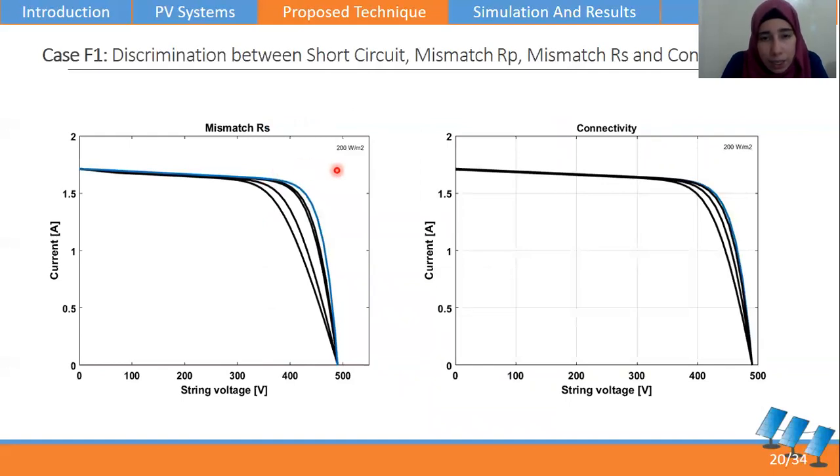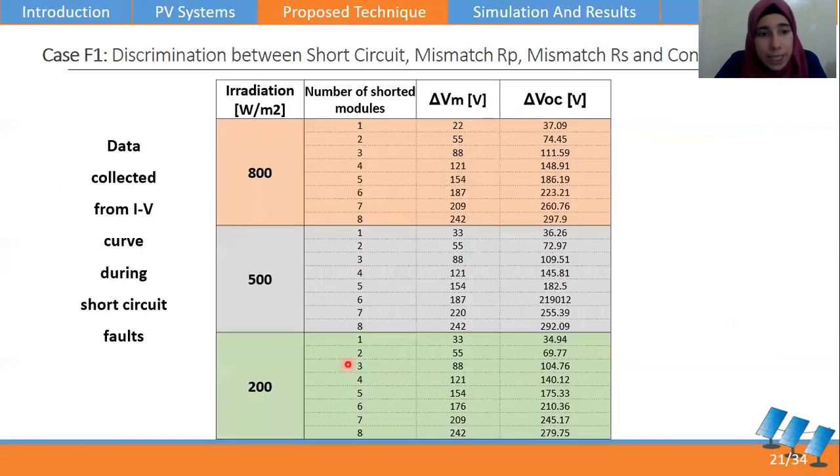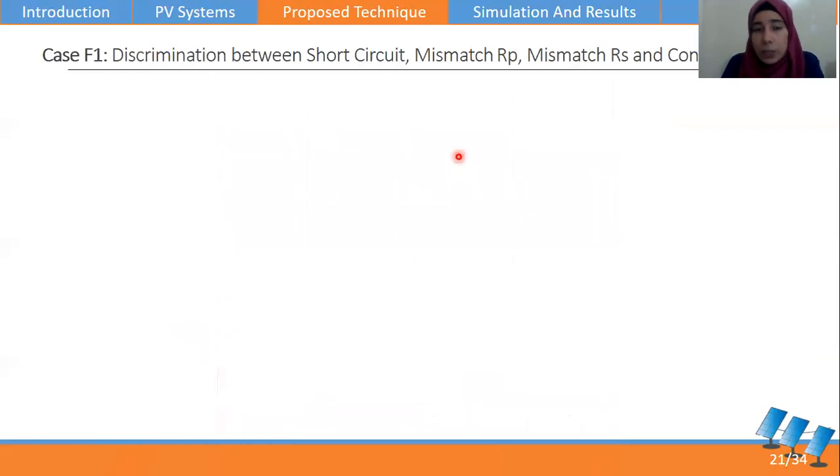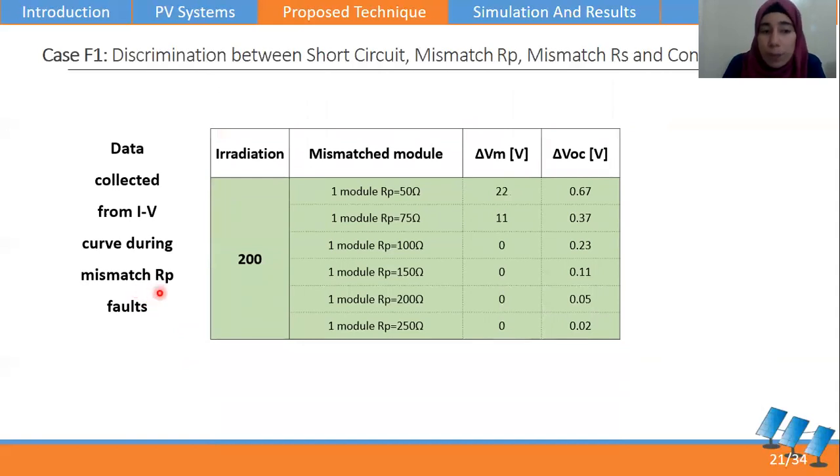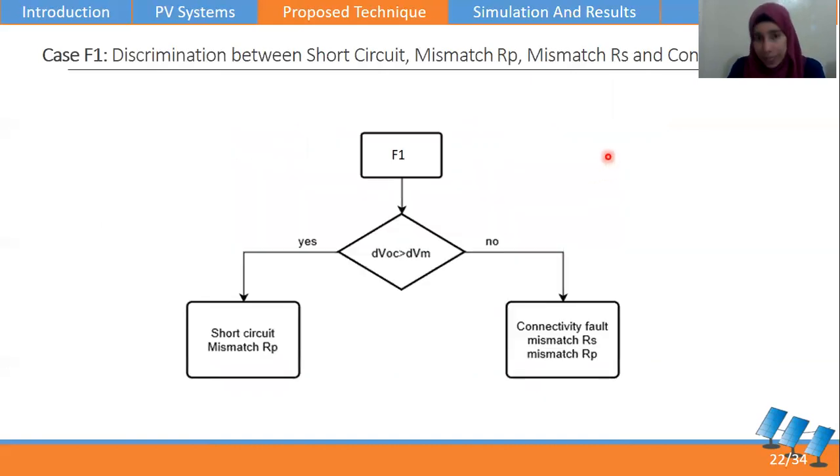Here we can see that delta VM is always greater than delta VOC. Using data collected from the IV curve during short circuit fault, we have verified that delta VOC is always greater than delta VM. But it's not the case using data in the case of mismatch R parallel fault, where it's not always true. So we are able to discriminate between these types of faults, as illustrated here in this flowchart.